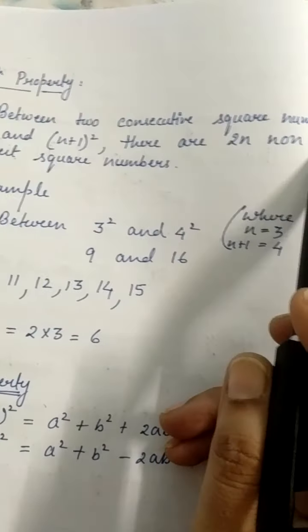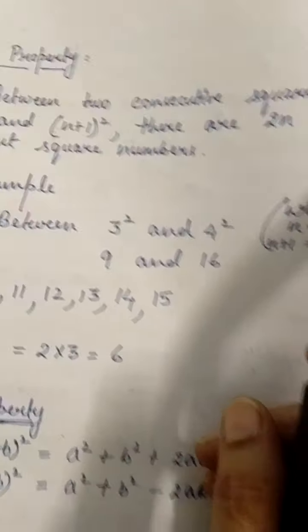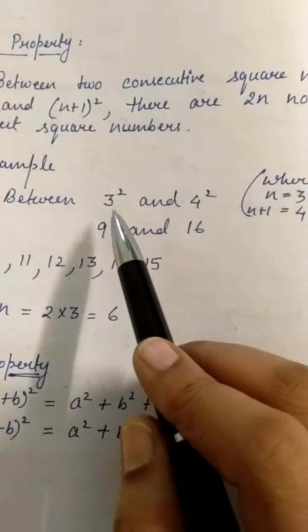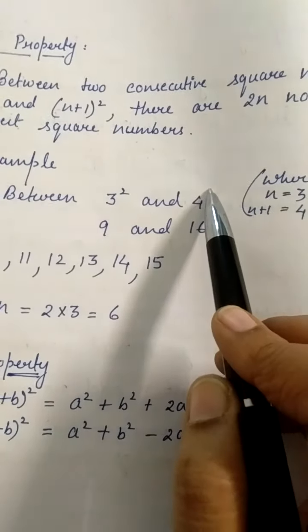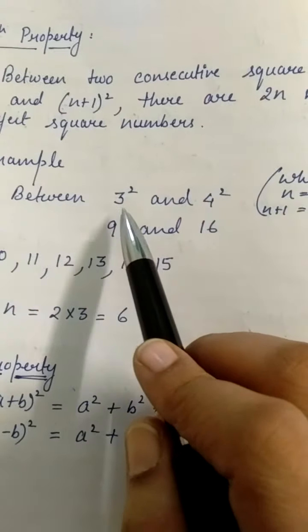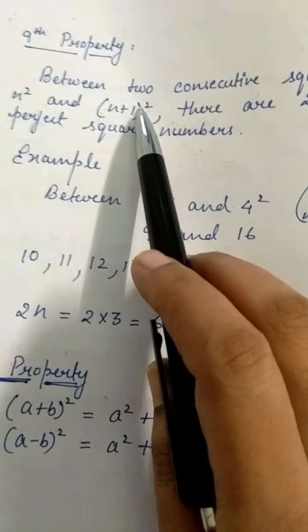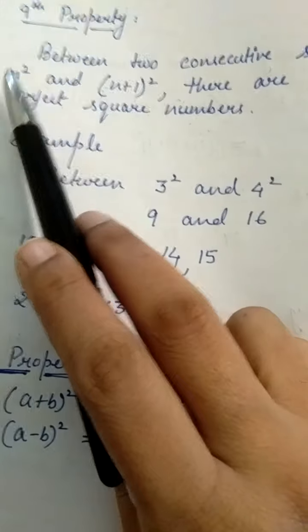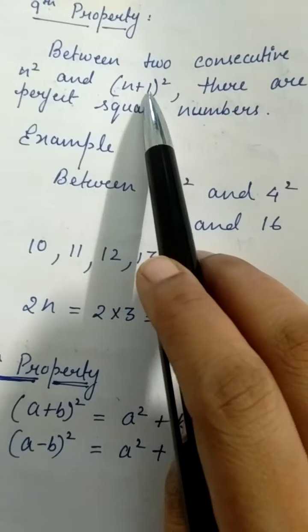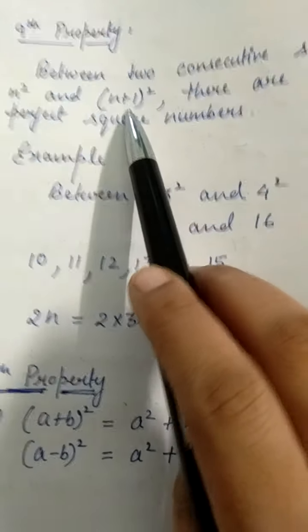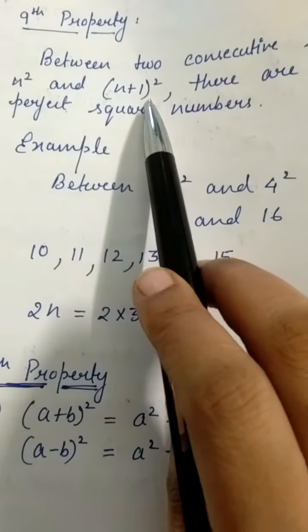Next, coming to the 9th property, it is between 2 consecutive square numbers. Between 2 consecutive square numbers means, for example, 3 square and 4 square. Consecutive number for 3 is 4. That is n square and n plus 1 square. n is any number, if you take 3, next number will be what, children? 3 plus 1, that is 4. If you take 5, 5 plus 1, that will be 6.